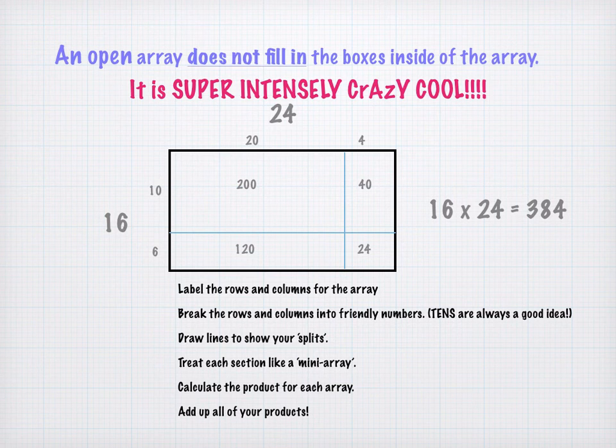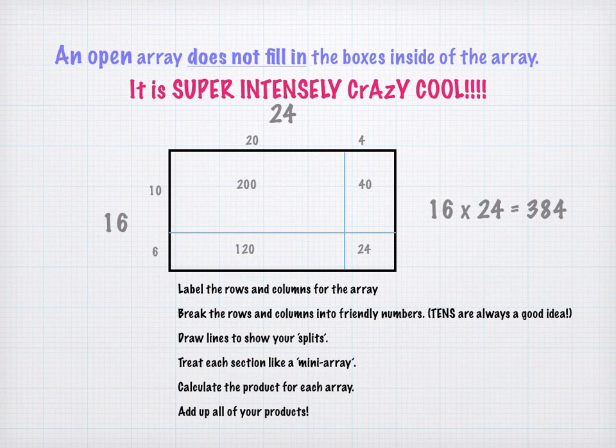So I put up my 16 and I put up my 24. Then I'm going to break those into friendly numbers. Groups of 10 are always a good idea. So I split 16 into 10 rows and 6 rows, and I split 24 into 20 rows and 4 rows. I drew some lines to show my splits.